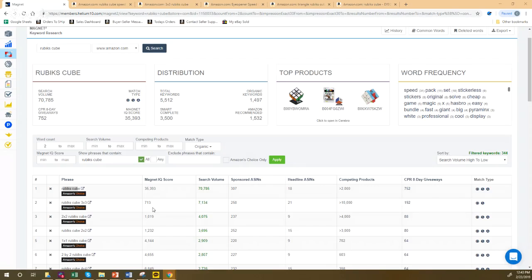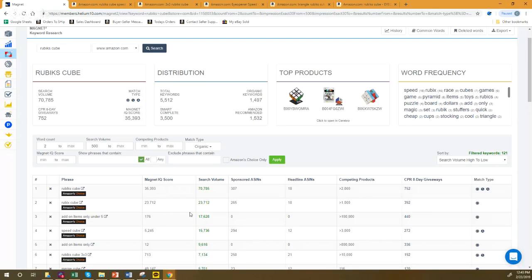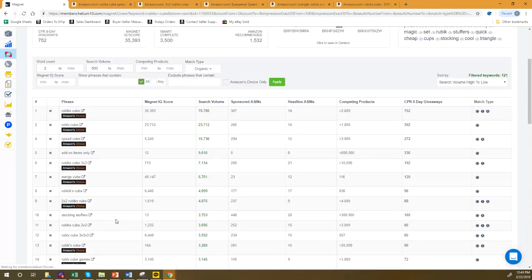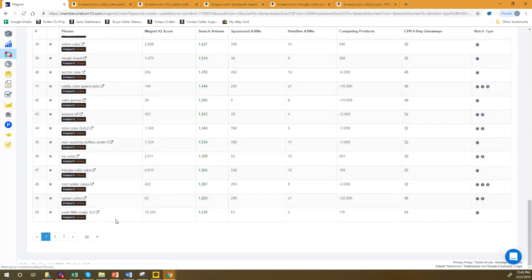So let's give an example. So here, these are the words. I'm going to take away this. Let me go here, search volume 500. So this was for just a random Rubik's Cube. All right, so here are a whole bunch of words that are Rubik's Cube related. Tons of words here.